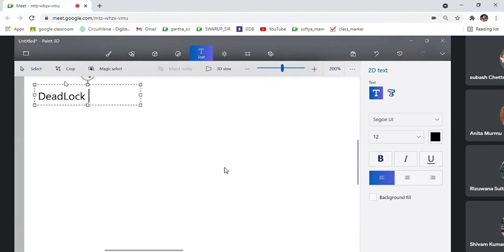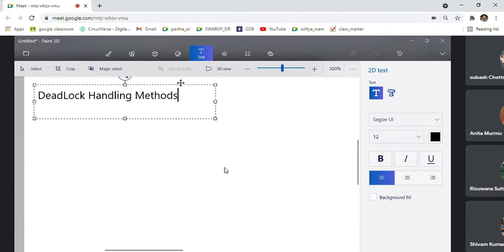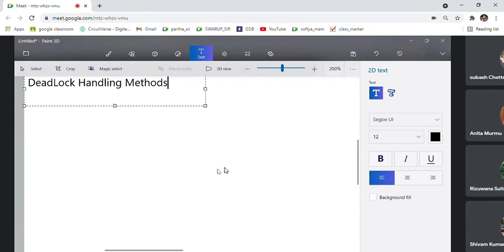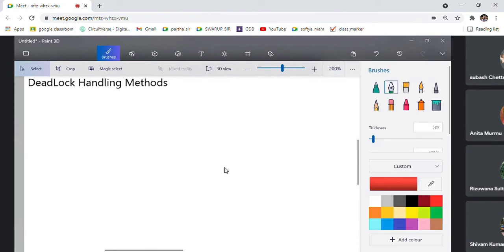Deadlock handling methods. So how should we handle deadlock? Now deadlock has occurred, let us say. Okay, so how do we handle deadlock? Principally, we can deal with deadlock problems in one of three ways. Okay, we can handle deadlock in one of three ways.